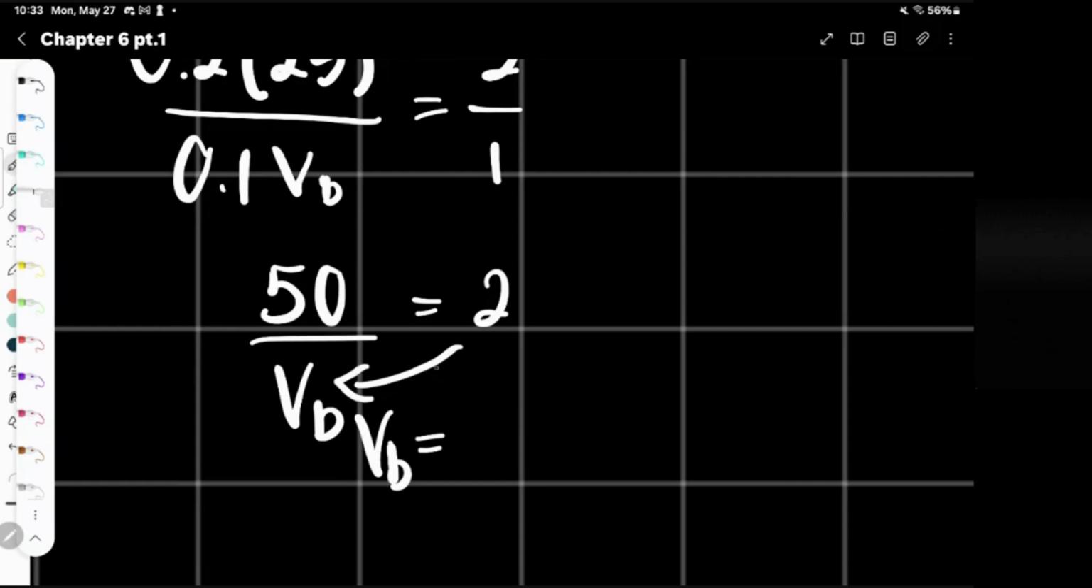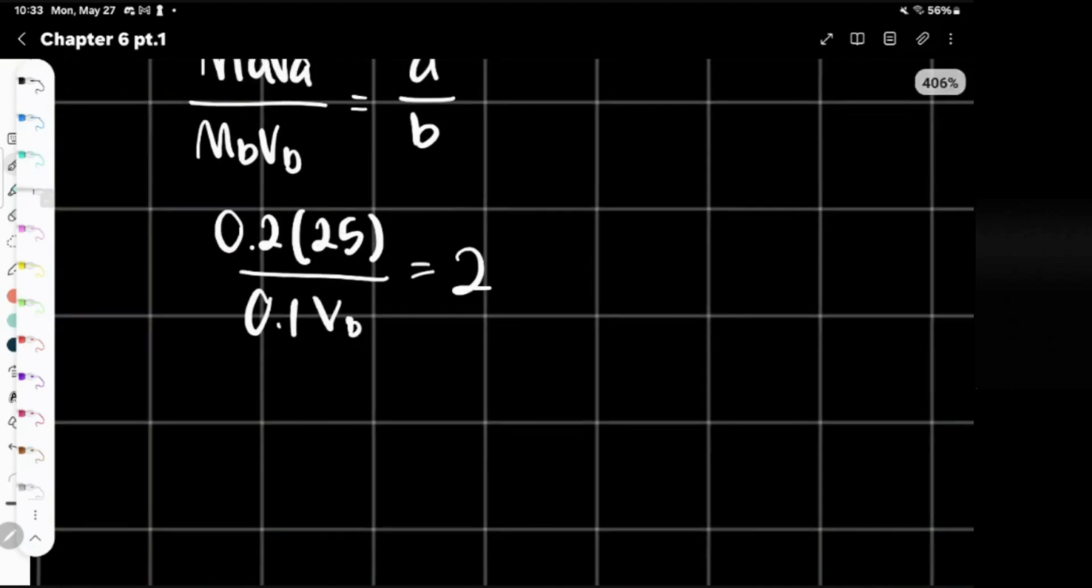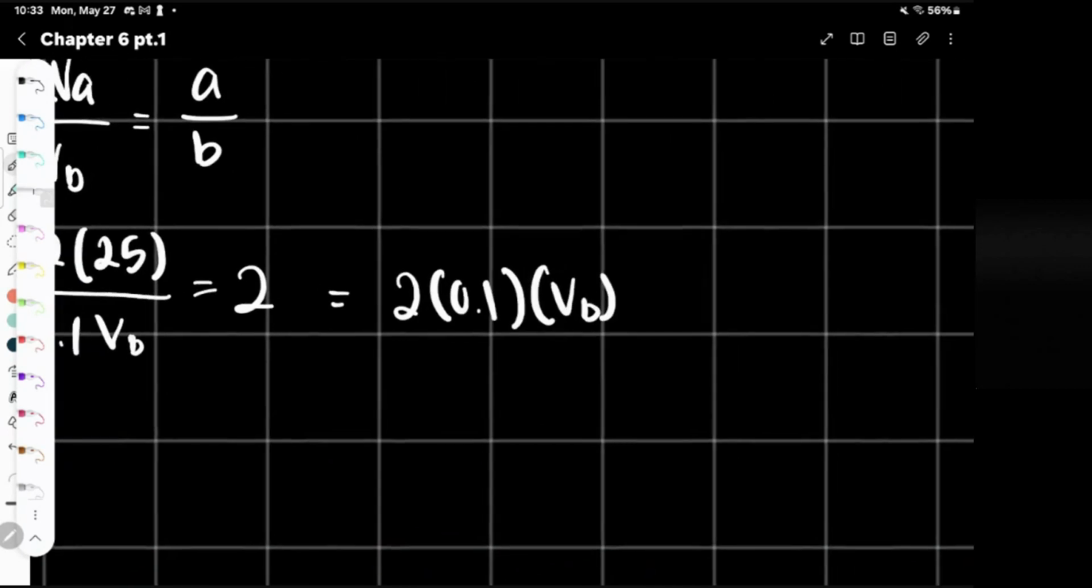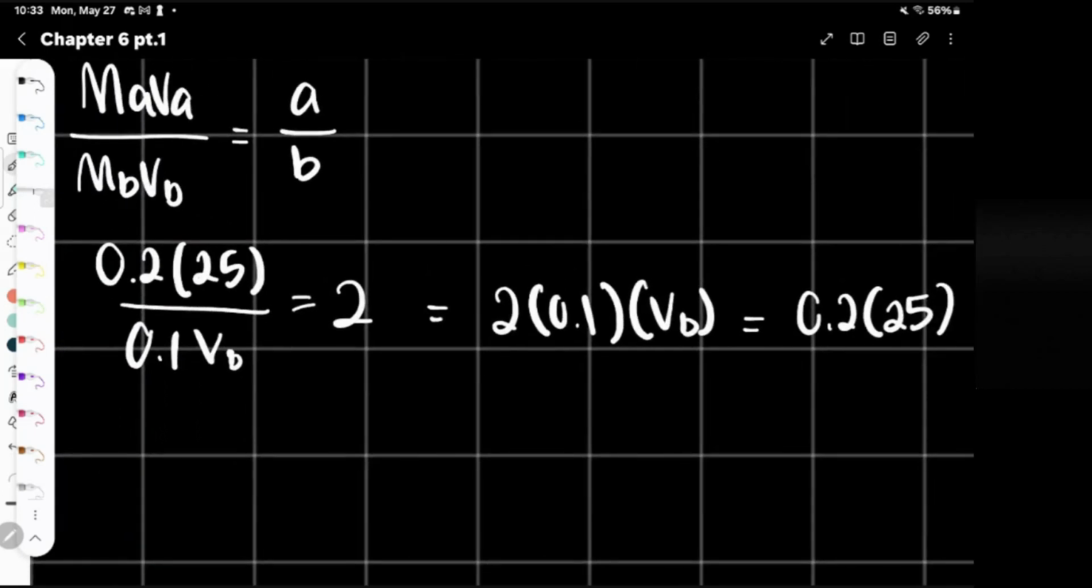Let's do one by one. This should be 2. This go up. So it should be 2 times 0.1 times VB equal to 0.2 times 25. So 0.2 times 25 is 0.5. Right? Am I crazy? Let me see it. My calculator sucks. Sorry, 5. This is 5.